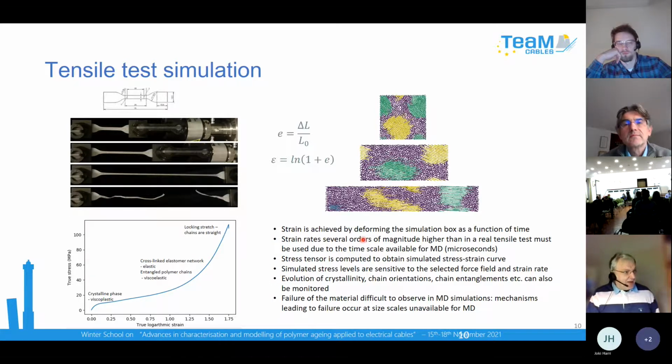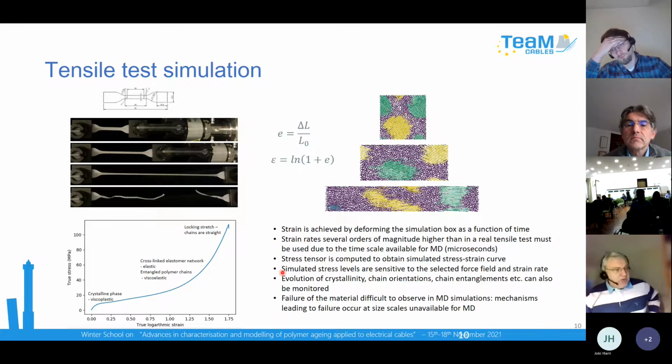So we achieve the strain by deforming the simulation box. But here is an important limitation, again from molecular dynamics. We have to do this in a couple of microseconds. So we have to achieve a large strain in just a couple of microseconds. It means that our strain rates are far, far greater than you would have in a real tensile test. We are easily 8 or 9 orders of magnitude faster than in real life. And that will inevitably have some effect on the results that we observe. But never mind, we shall do that.